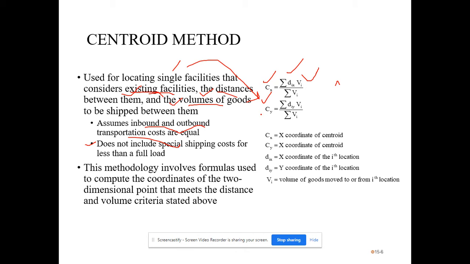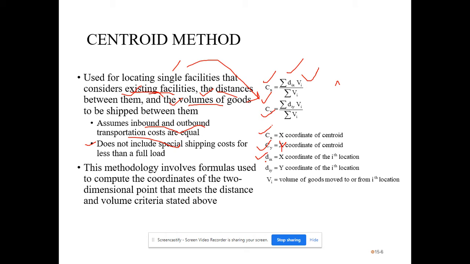Similarly for the y coordinate, it is the distance in terms of y coordinate between this single facility of interest, d1 into v1, the volume to existing site 1, so d1 times v1 plus d2 times v2, and so on, divided by the summation of volume. Suppose there are two locations only, then v1 plus v2. So Cx becomes the centroid x coordinate, Cy is the y coordinate. Sorry, spelling mistake. It's the y coordinate of the centroid.